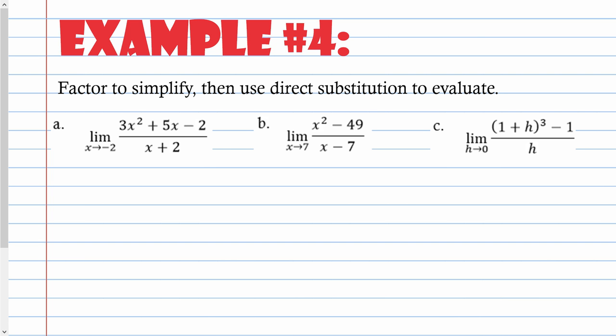So for part A, this is the example I was talking about where direct substitution is impossible because if I were to plug in this negative 2 right here, I would get negative 2 plus 2, which is 0. Okay, and your denominator can never be 0. We can't divide by 0. It's impossible.